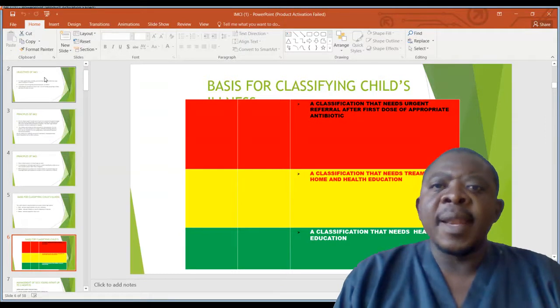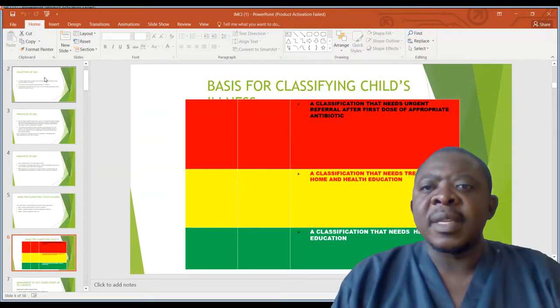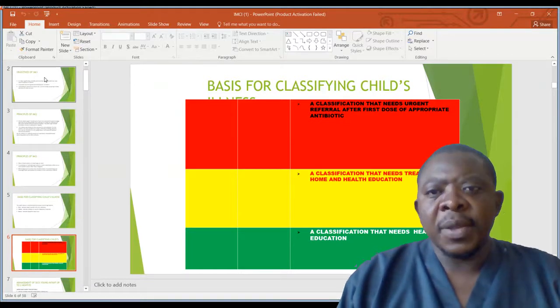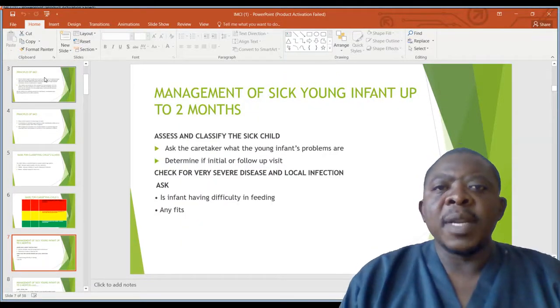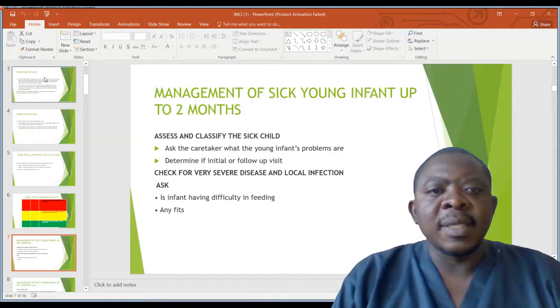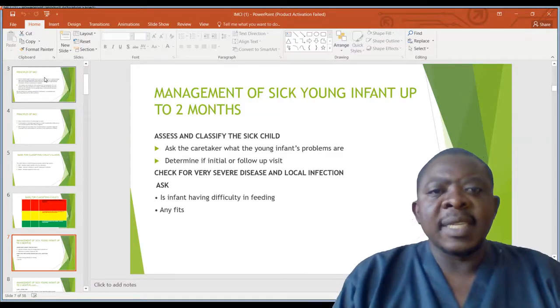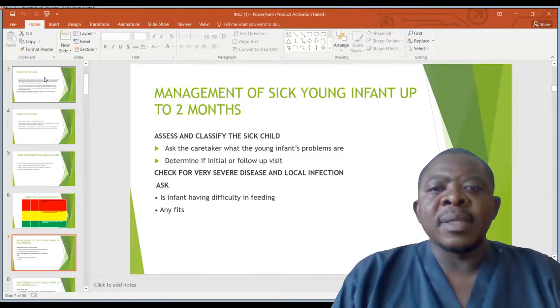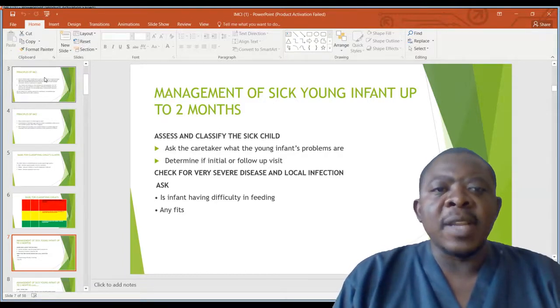Then red, a classification that needs urgent referral after the first dose of an appropriate antibiotic. Okay, so management of the sick young infant up to 2 months. You can assess and classify the sick child. You can ask the caretaker what the young infant's problems are and determine if it is an initial or follow-up visit.